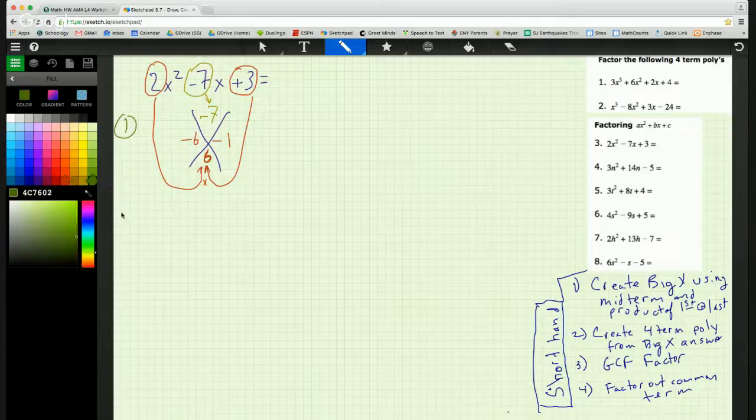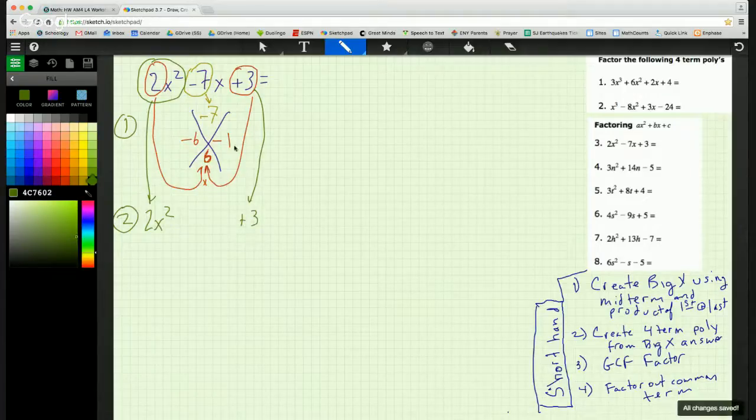Now let's move on to step 2, where all I'm going to do, this doesn't really require any thinking at all, is create a 4-term polynomial using this information. The way that we do it is we take this first term and we copy it down. We take the whole first term and copy it down, and that's 2x squared. And then we take the whole last term and copy that down, which is a positive 3.